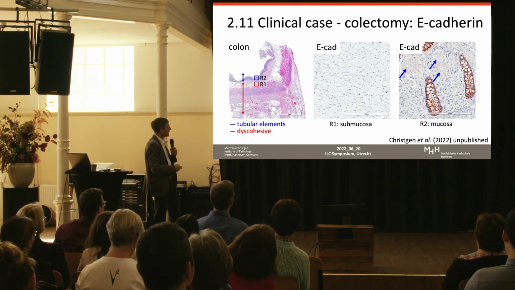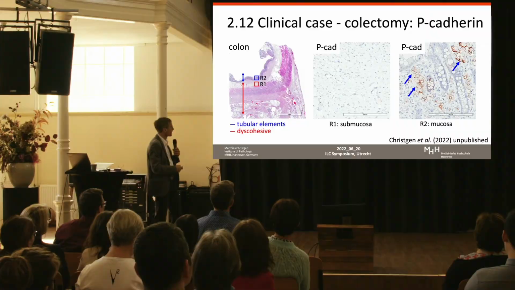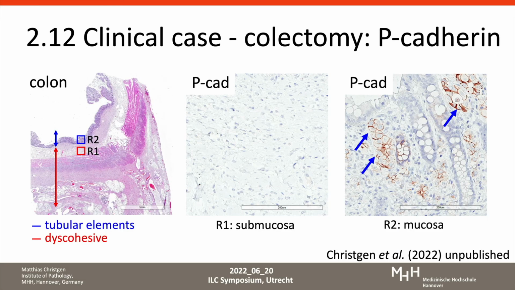A third immunohistochemical staining then showed what we had already suspected, namely that the tumor cells in the deeper layers of the bowel wall were completely negative for placental P-cadherin, but as soon as they invaded into the mucosa, they turned P-cadherin positive and started to form tubules.